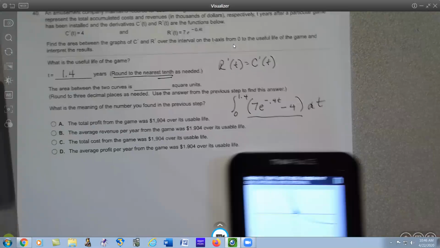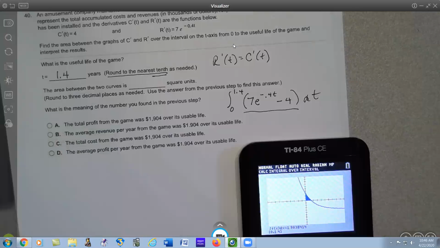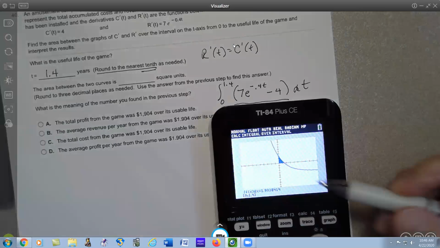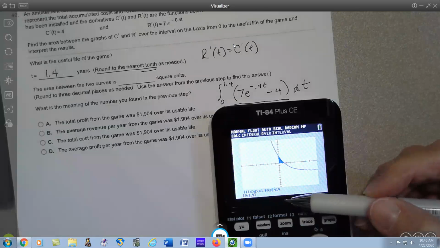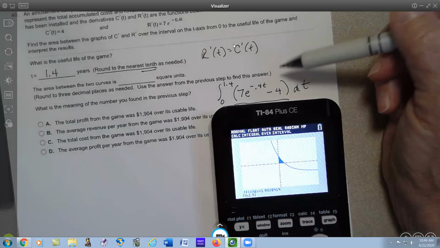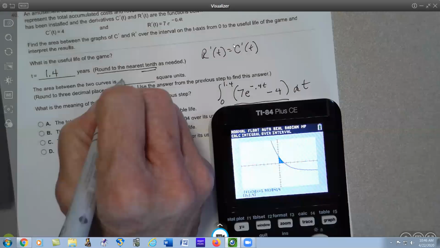Let me see. Now it says this is in thousands. So I need to multiply this by 1,000, and they want it to what? Round to 3 decimal places as needed. Use answer from previous step to find the following answer. So it looks like, round to 3 decimal places, that would be 1.903. But this is in thousands.